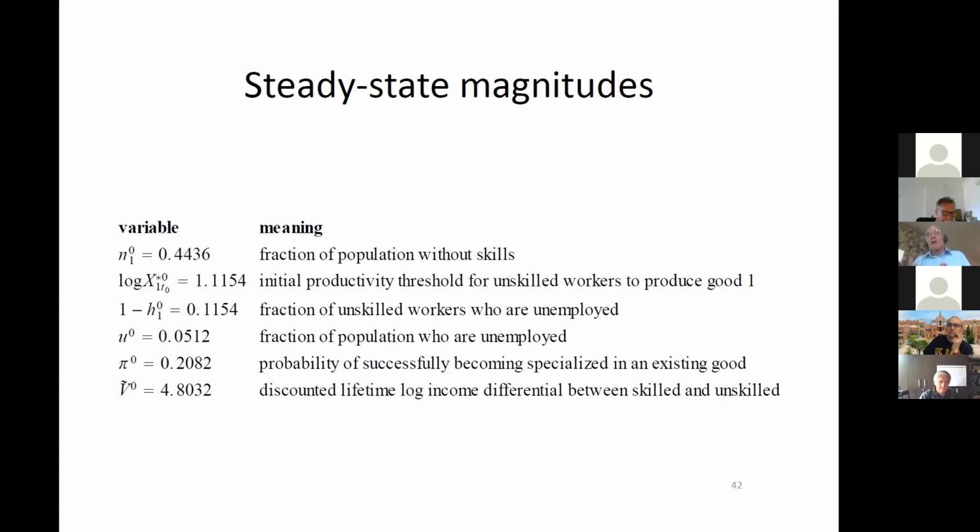There's a fraction, about 11% of the unskilled workers who are unemployed any given period along the steady state growth path. That implies an equilibrium unemployment rate of 5%. So the unemployment rate is going to be constant at 5% along the steady state growth path. That number I could change if I change things like the cost of creating a new good or the probability of creating a new good. And then there's a discounted lifetime log income differential from being skilled relative to being unskilled that turns out to be 4.8.